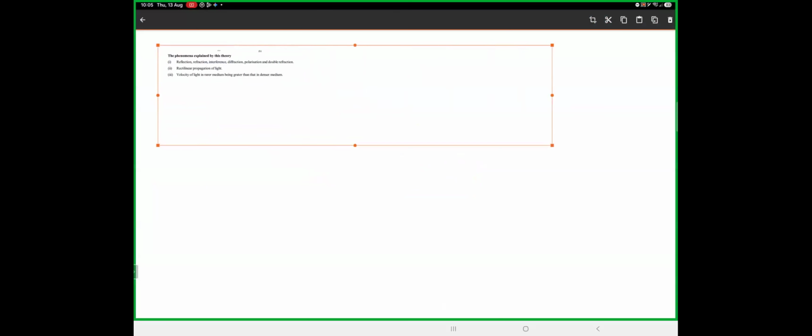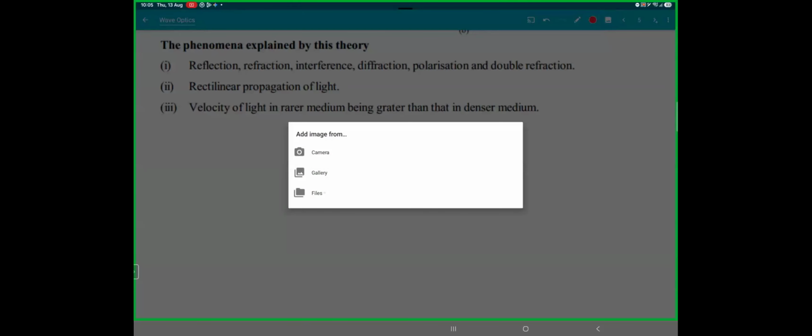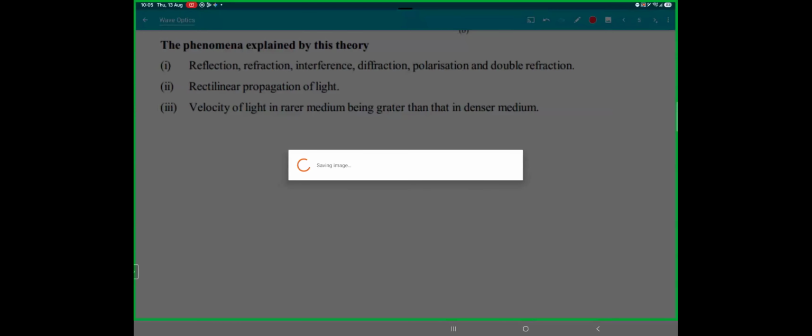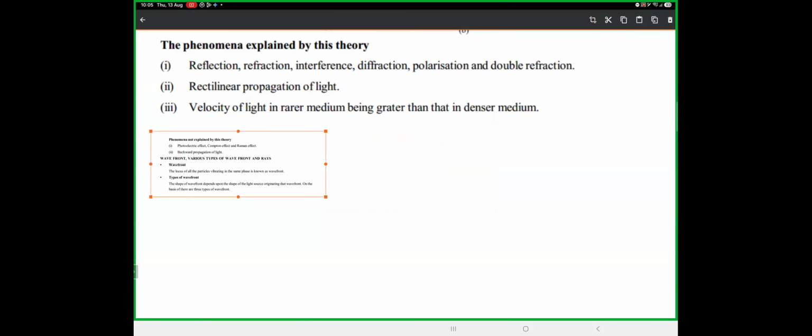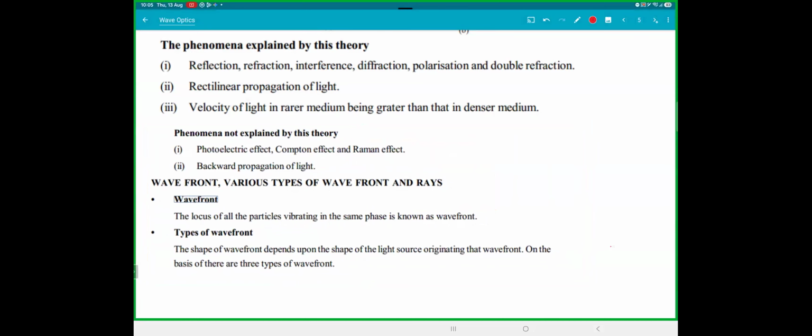With this theory, he could actually explain stuff, and that's why it did become a little interesting. It could explain everything that the wave nature did, and more. But again, it had its own problems. It explained reflection, refraction, interference, diffraction, polarization, rectilinear propagation of light, everything, but it couldn't explain the photoelectric effect, Compton effect, and Raman effect. These are all based on particle nature.